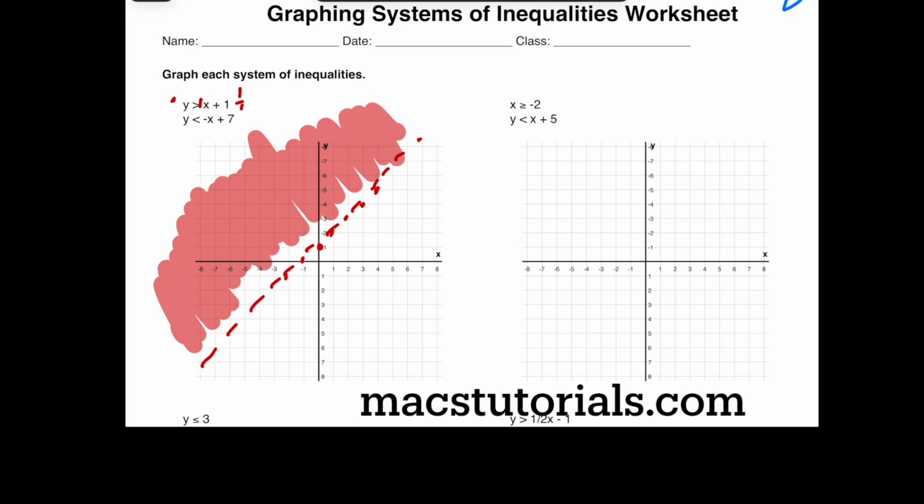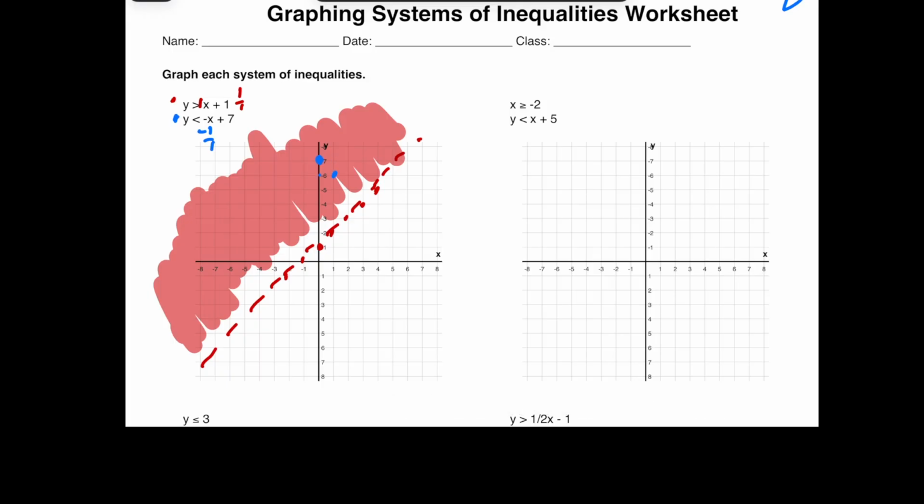Now we got to go do another problem in blue. And so I'm going to start at +7. And now my slope is -1 over 1. So I want to go down 1 over 1, down 1 over 1, down 1 over 1. And look here, there is no equal sign. So this is going to be dashed as well.